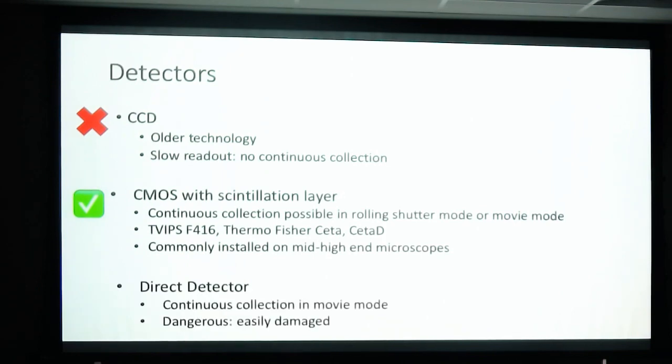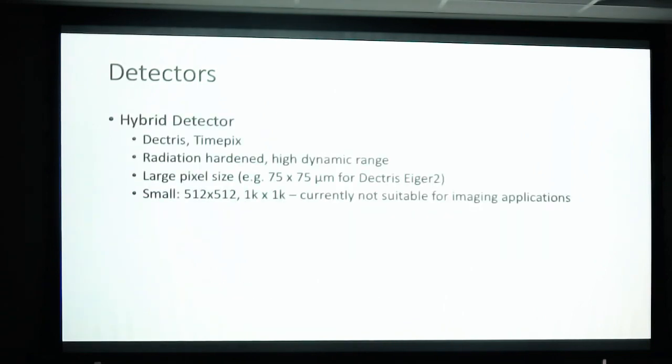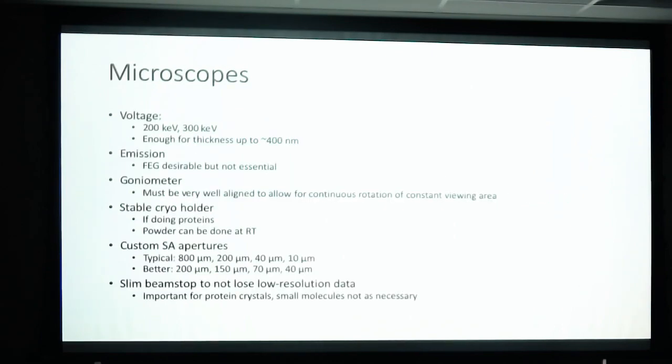A direct detector you could use, but unless it's your microscope, no one's probably going to let you do it, because you don't want to risk destroying your $1 million detector by collecting diffraction images. A hybrid detector would be another option. If you're really going into it and you want a dedicated microscope for this, getting one of these detectors might be one of your better options. For the microscope, 200 or 300 kV is good. You probably wouldn't want to use a lower-end microscope.